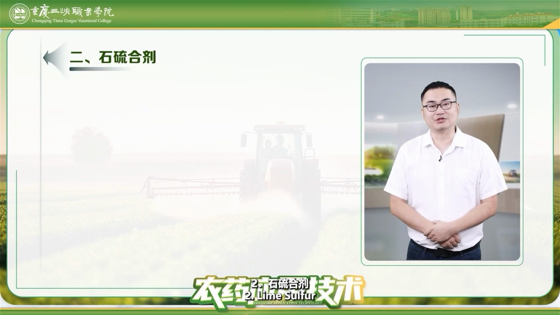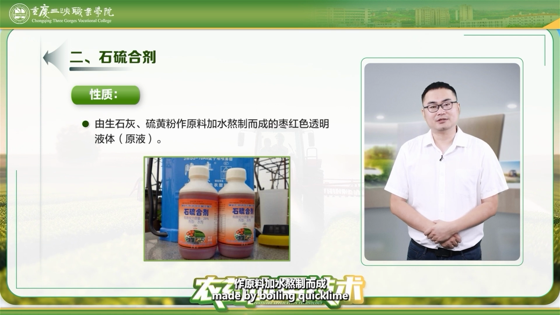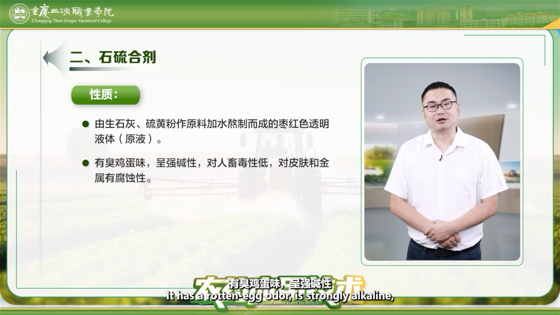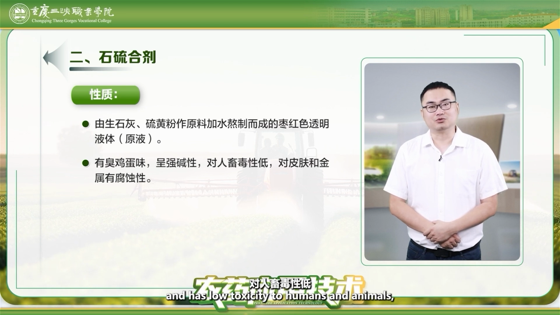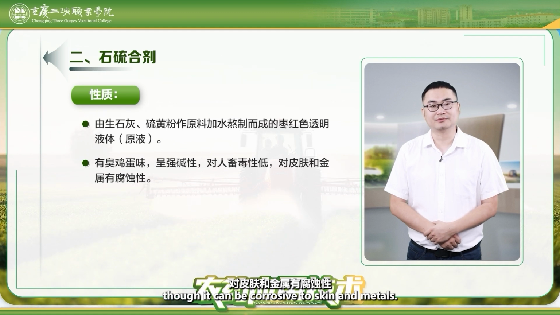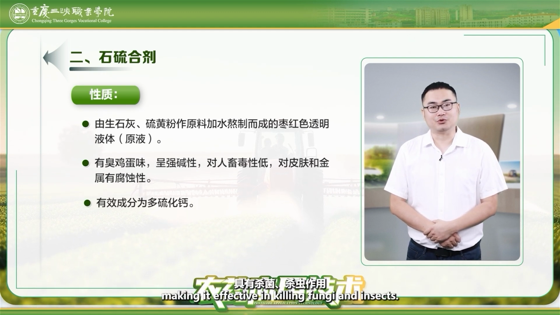2. Lime sulfur. It is a reddish-brown transparent liquid of stock solution made by boiling quicklime and sulfur powder with water. It has a rotten egg odor, is strongly alkaline, and has low toxicity to humans and animals, though it can be corrosive to skin and metals. Lime sulfur contains calcium polysulfide, making it effective in killing fungi and insects.